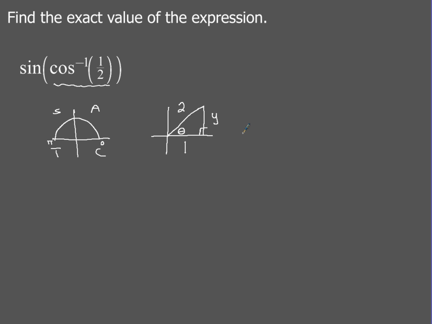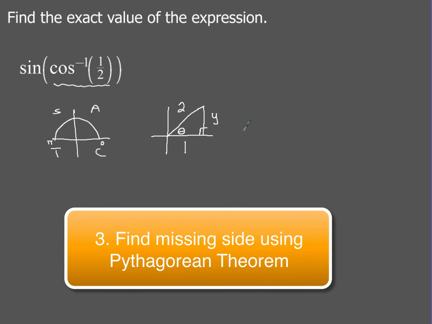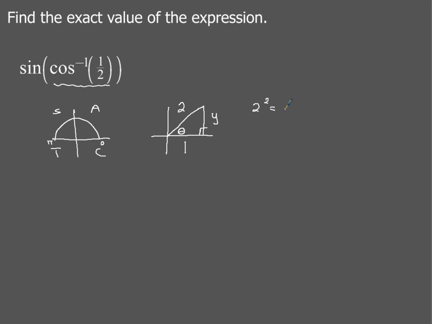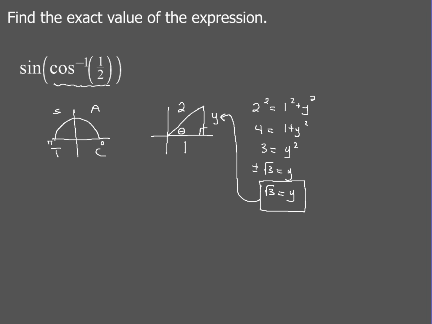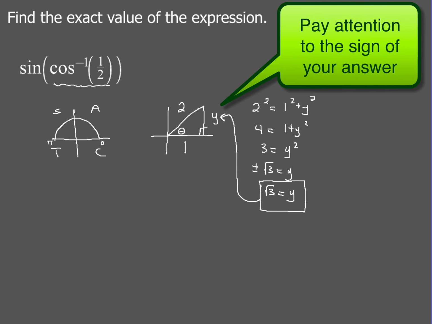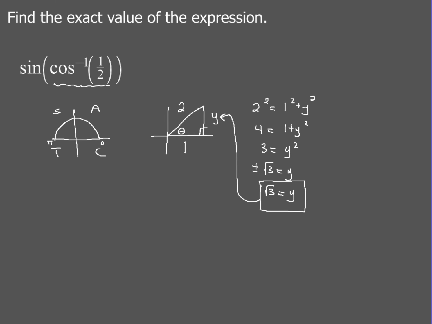So the third thing that I'm going to do is find the missing side using the Pythagorean theorem. So I have 2 squared, that's my hypotenuse, that's going to be equal to 1 squared plus y squared. Now when you solve this, you'll end up with a value of square root of 3 for y. So you have to be careful because sometimes depending on what the quadrant is, you might have to use the negative value or the positive value. So you just have to pay attention to where your triangle is located, which quadrant the leg is that you're trying to find. So we end up with root 3 for the value of y.